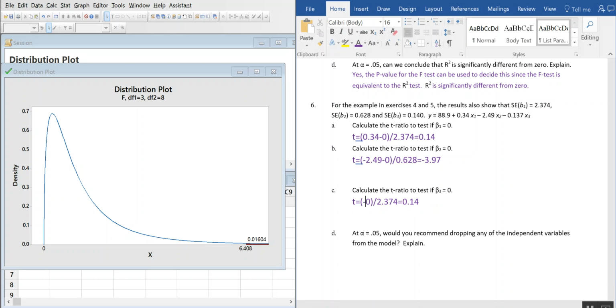Okay. Last but not least, let's do B3. For B3, your slope that you're interested in is negative 0.137. Subtract from 0, and then I put in the standard error for B3, or slope number 3, and that's 0.140. That's pretty tiny, so I'm interested to see where this goes. That one comes out as negative 0.98. That one's pretty close to 1, so that one's probably not going to be significant. This one's pretty close to 0 also, so we'll see how this goes.